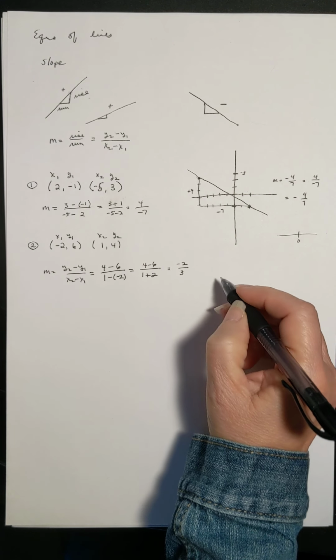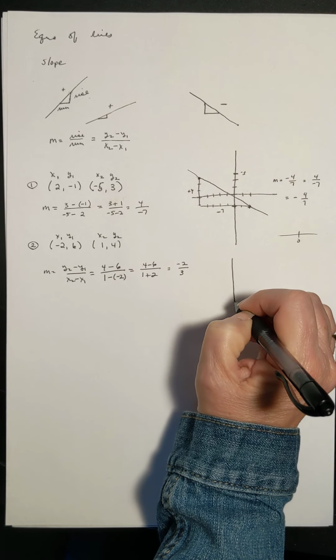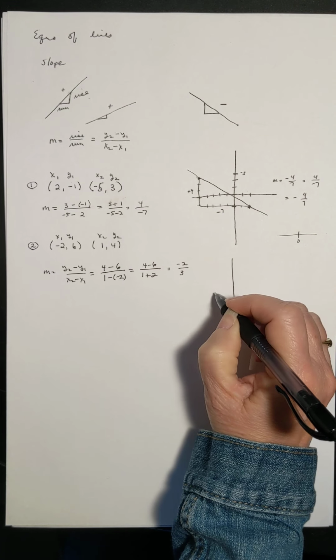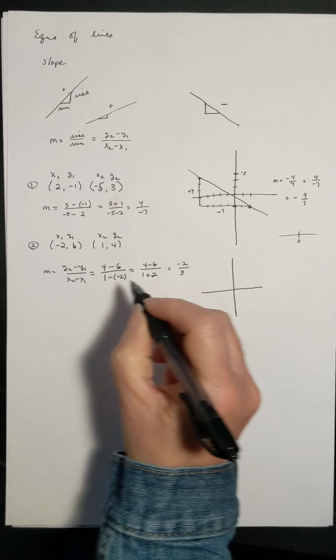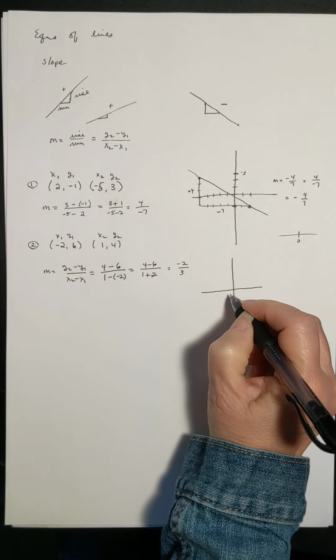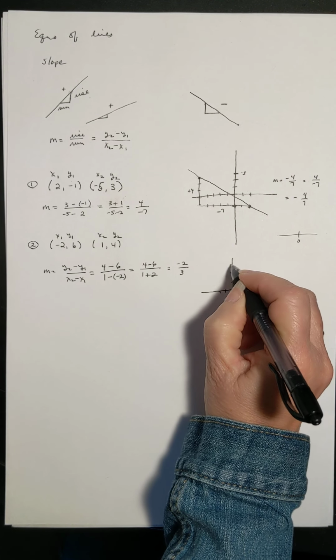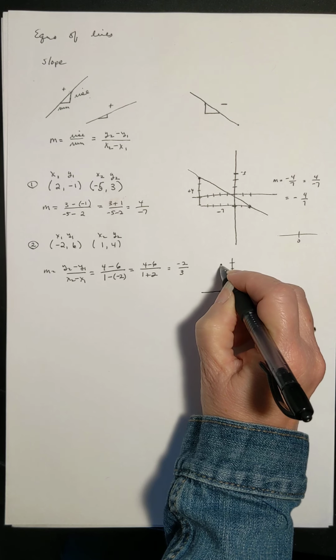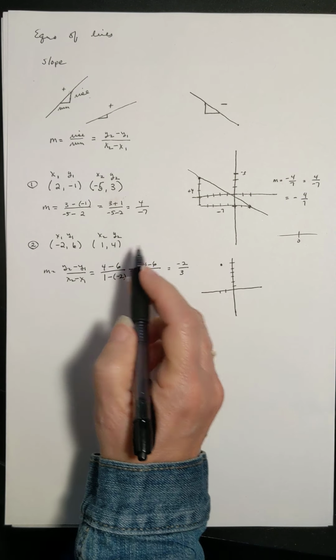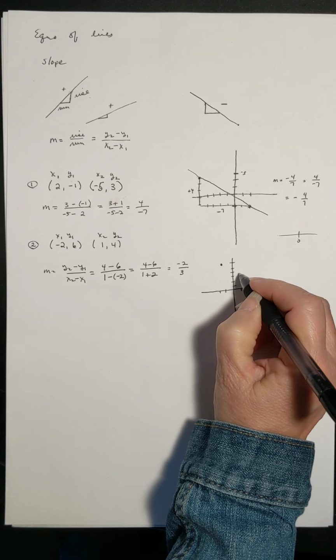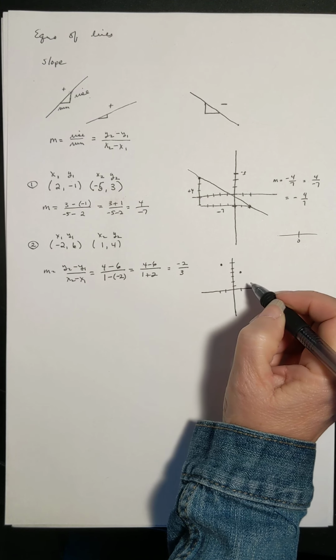All right? So now let's look at it. And again, this is going to be a negative slope. So my first point here is negative 2, 6. So back 2, up 6. 3, 4, 5, 6 will be right here. And then the point 1, 4 over 1 up 4 would be here.